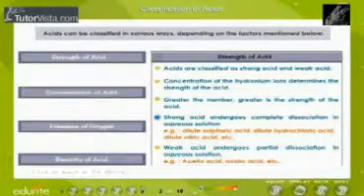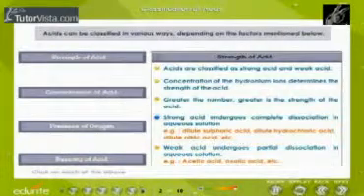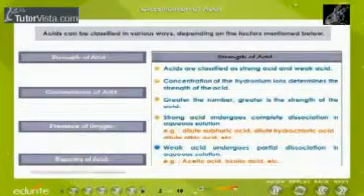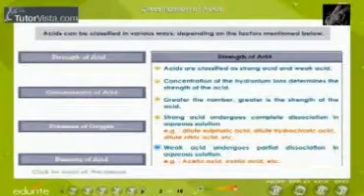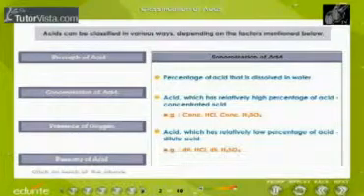Strong acid undergoes complete dissociation. For example, sulfuric acid, hydrochloric acid, nitric acid, etc. Weak acid undergoes partial dissociation. For example, acetic acid.